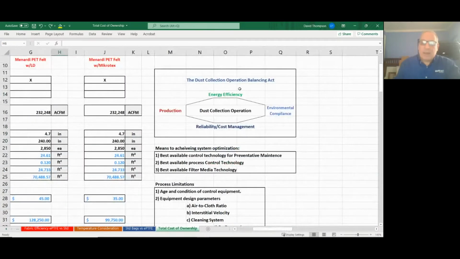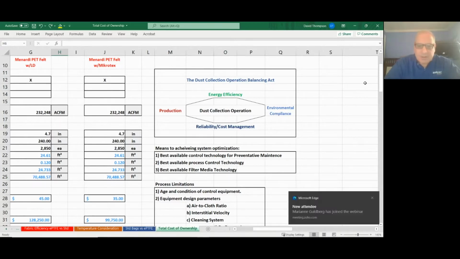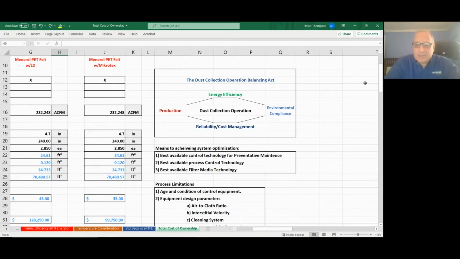So when we look at a baghouse, we talk about the Dust Collection Operation Balancing Act, and that's what it is. Everything centers around making that dust collector work right for energy efficiency, production, environmental compliance, reliability, and cost of management and maintenance. We try to provide the best. So we know that if our customers are using the best available technology for preventive maintenance, for process control, and the best filter media technology, they've got a real good chance of helping to make their system as effective and as efficient as possible.